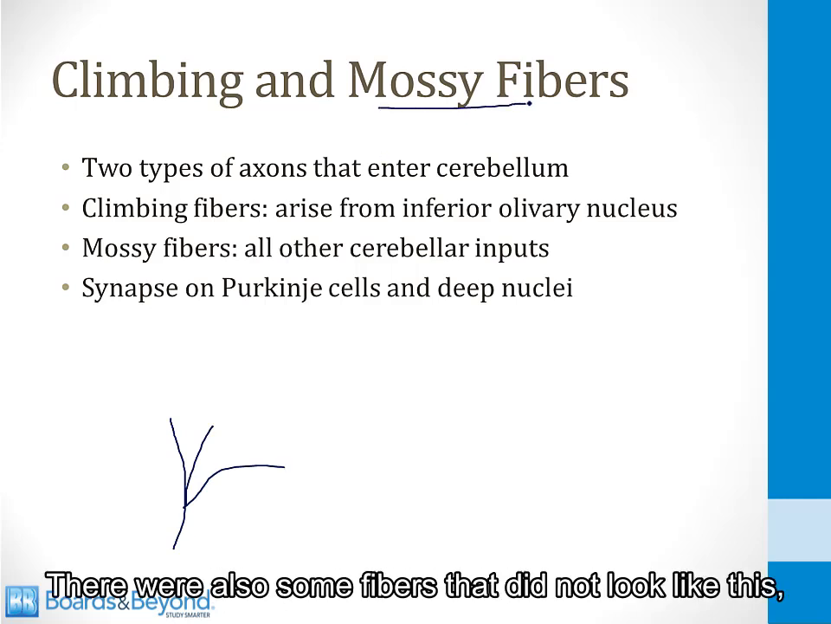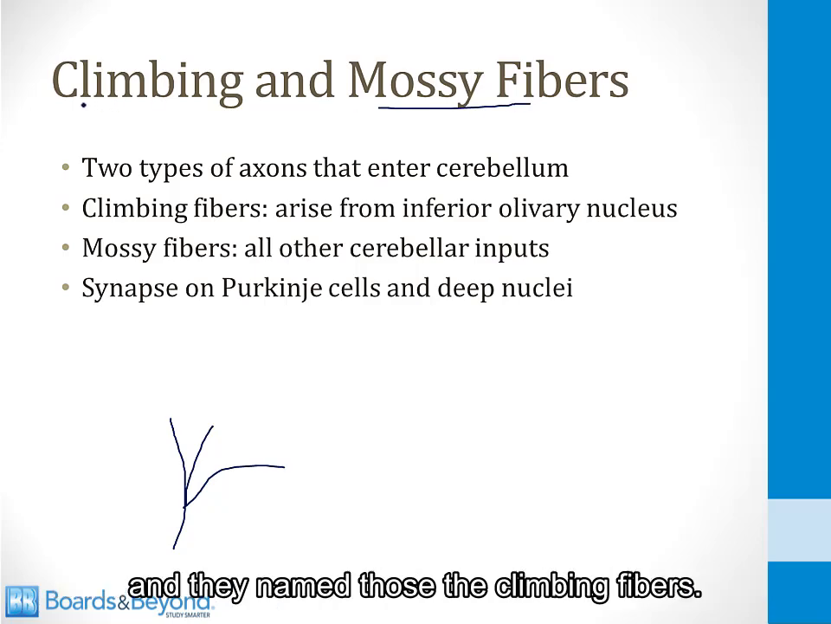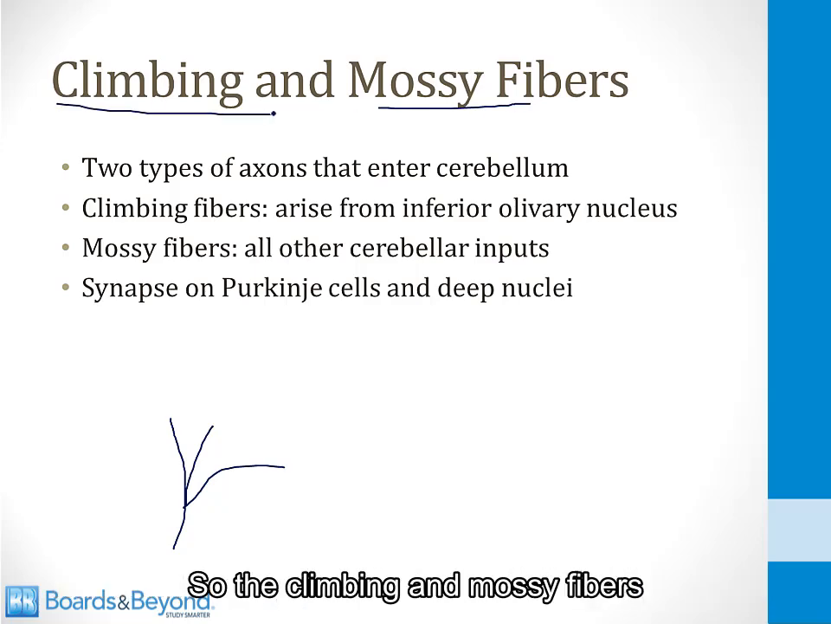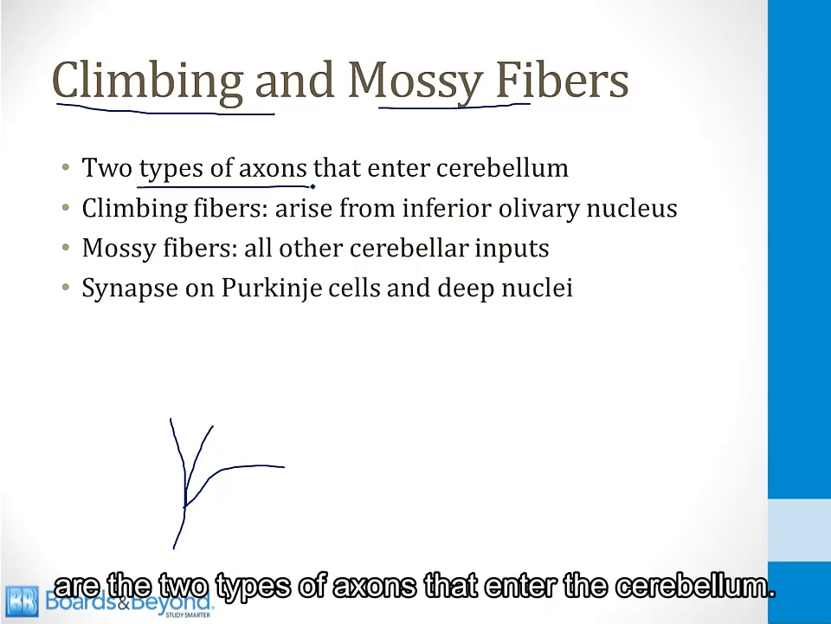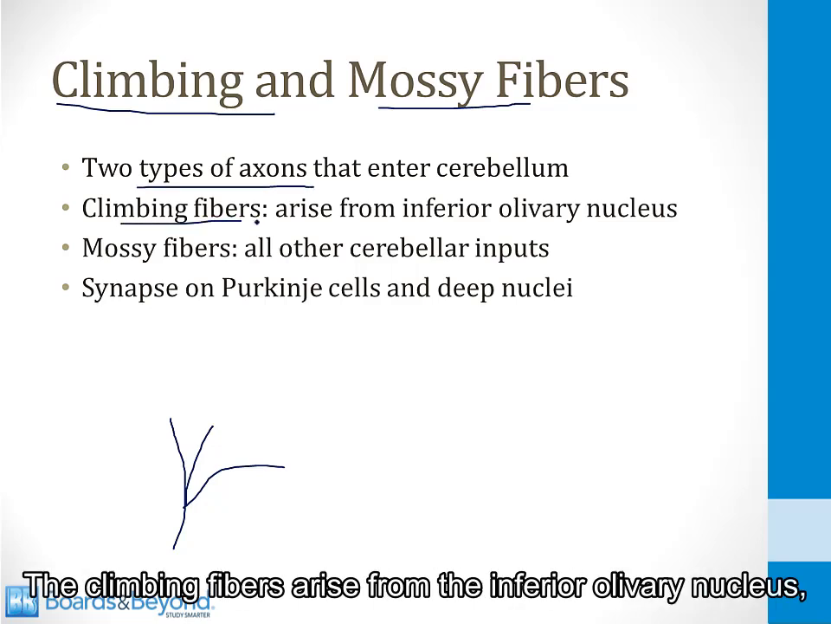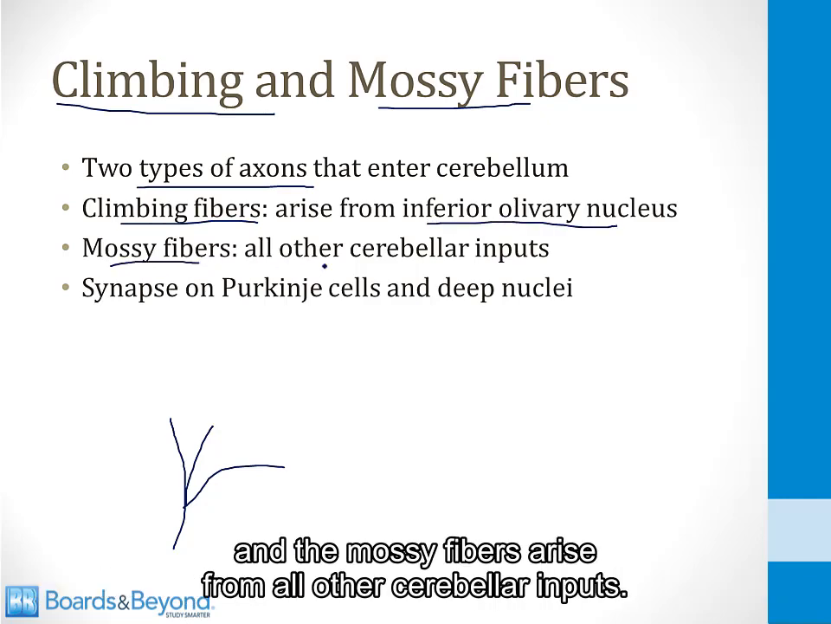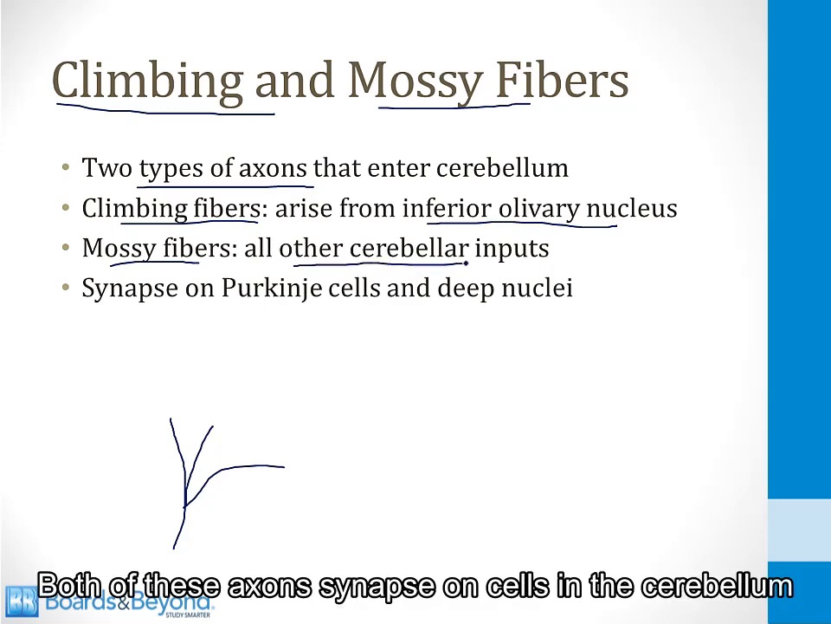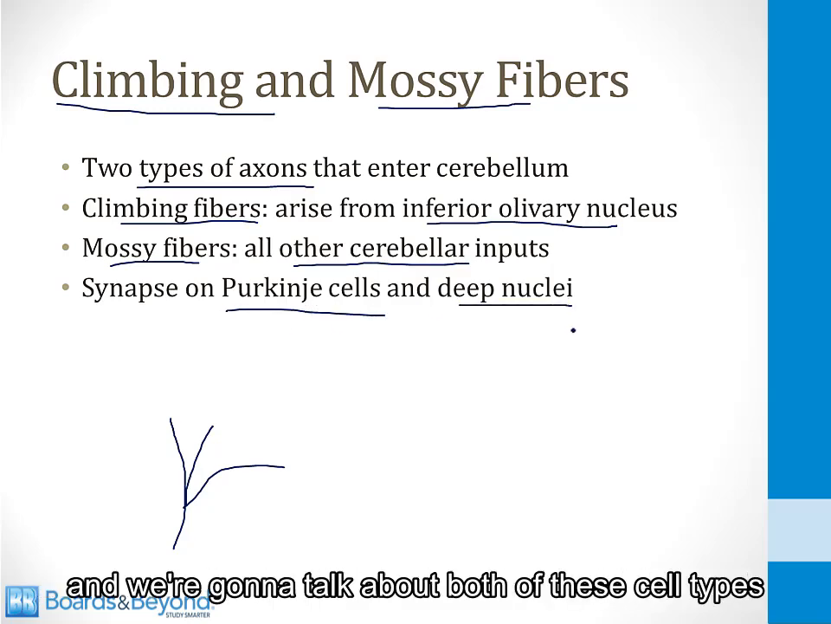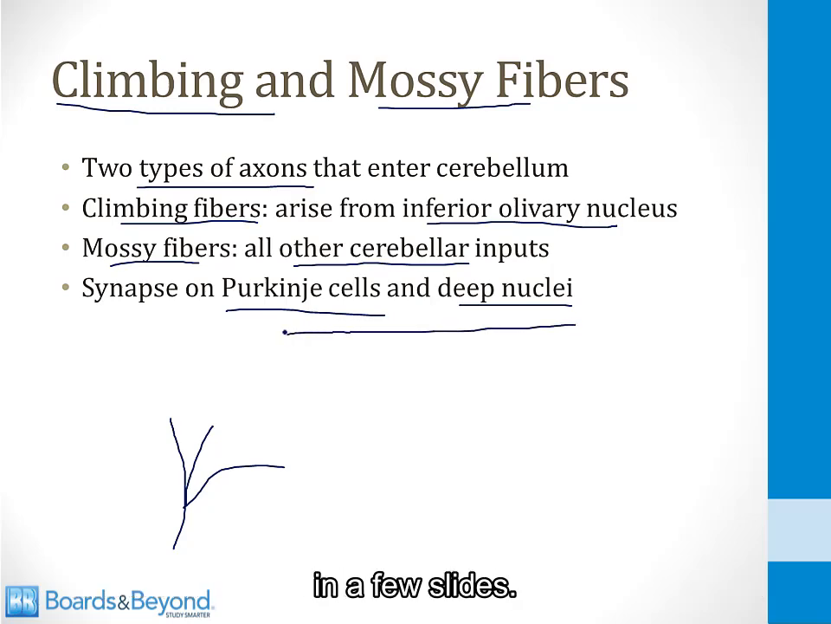There were also some fibers that did not look like this, and they named those the climbing fibers. So the climbing and mossy fibers are the two types of axons that enter the cerebellum. The climbing fibers arise from the inferior olivary nucleus, and the mossy fibers arise from all other cerebellar inputs. Both of these axons synapse on cells in the cerebellum called Purkinje cells or deep nuclei, and we're going to talk about both of these cell types in a few slides.